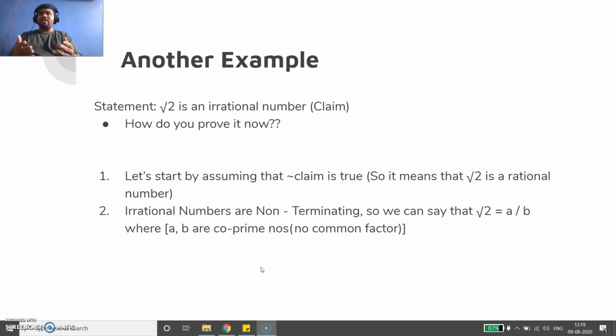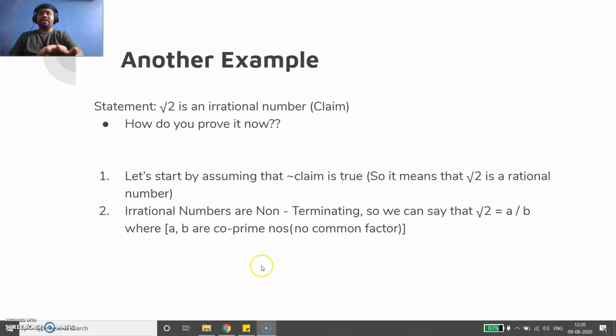So this is what we are trying to prove, that a and b are co-prime numbers, which is root 2. If it has to be rational, it has to end with some definitive numbers after the decimal. So let's see whether it works out. So that is our claim.